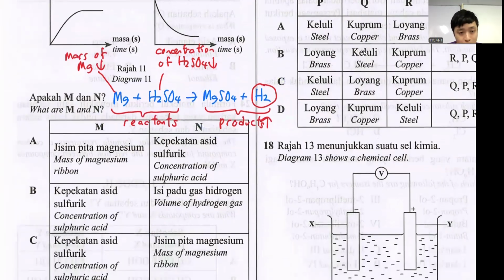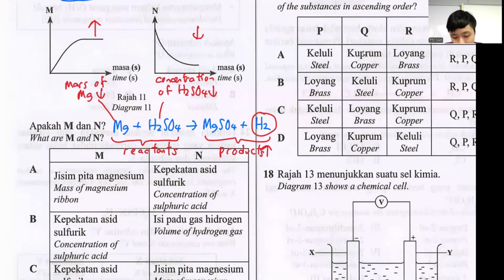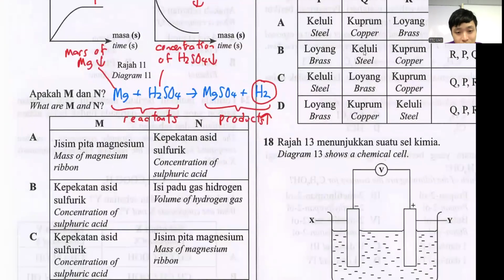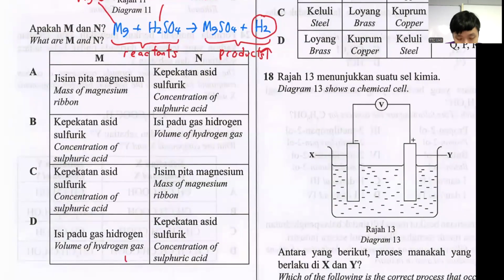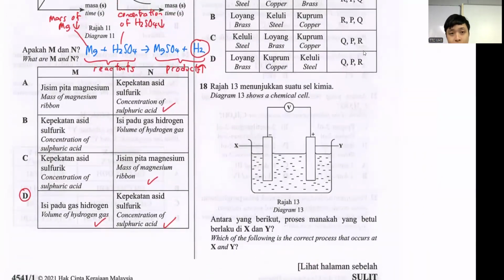So, you see the graph. The graph increases for M and decreases for N. Increases means you only find the volume of hydrogen gas. For N, it can be either mass of magnesium ribbon or concentration of sulfuric acid. So the best answer is the first option. If you don't understand, you ask me.